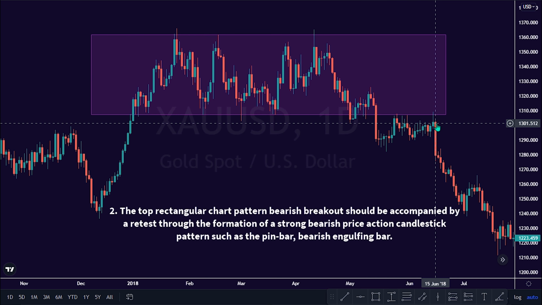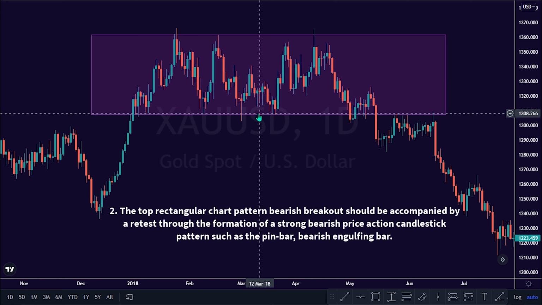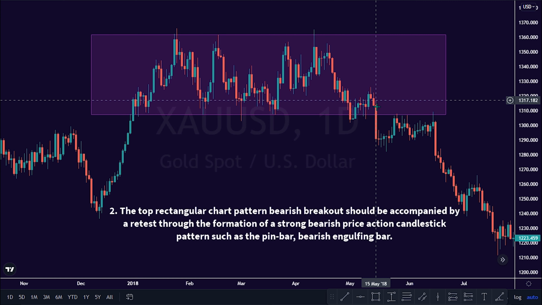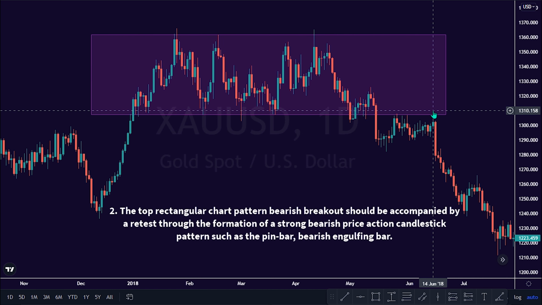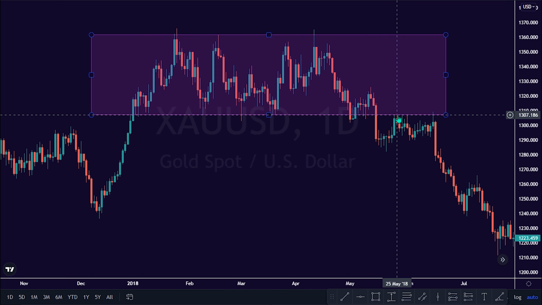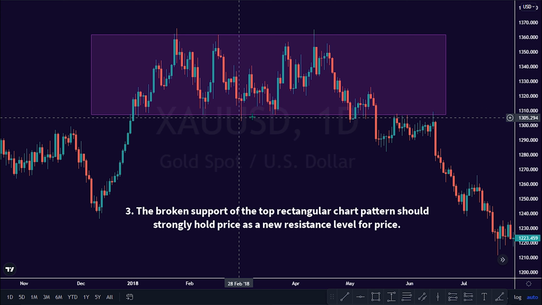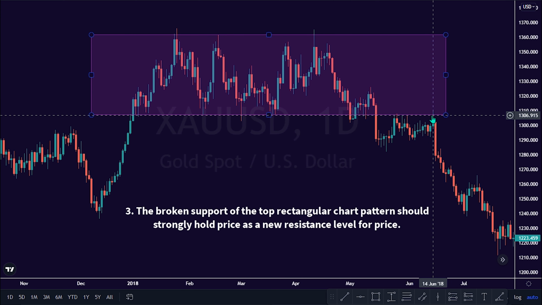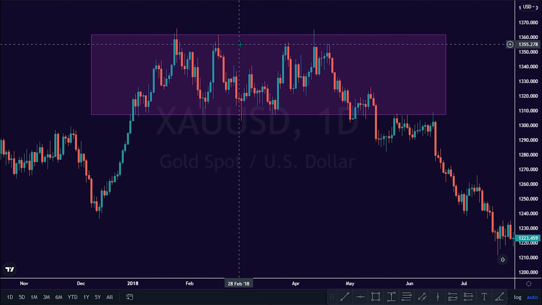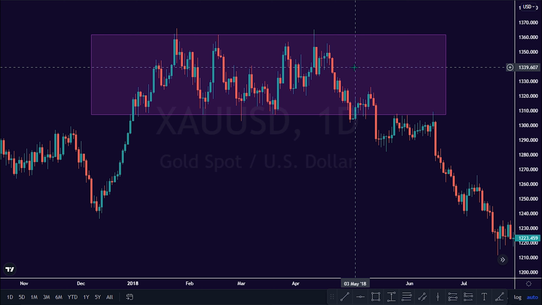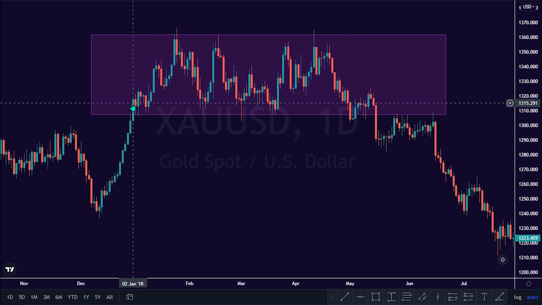Number 2. The top rectangular chart pattern bearish breakout should be accompanied by a retest through the formation of a strong bearish price action candlestick pattern, such as the pin bar or bearish engulfing bar. Number 3. The broken support of the top rectangular chart pattern should strongly hold price as a new resistance level. These are the main key factors to determine the reliability of a top rectangular chart pattern for the reversal of a bullish trend into a bearish trend.